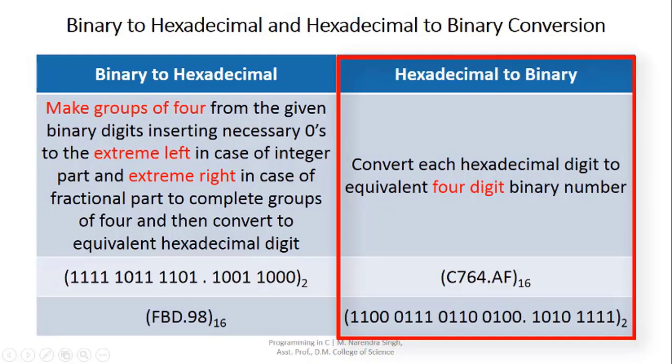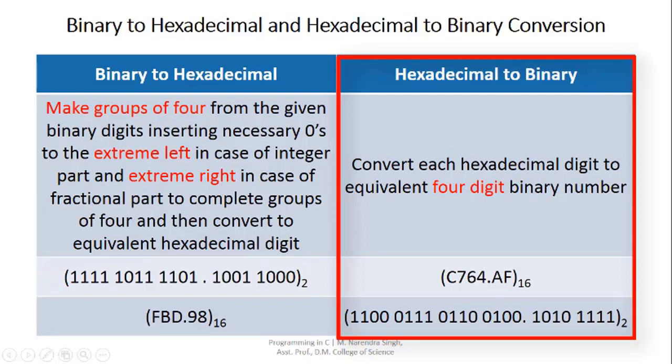Now to convert any hexadecimal number to a binary number, we convert each hexadecimal digit to its equivalent 4-digit binary number. For example, the given hexadecimal number is C764.AF. C in hexadecimal is 12. So we write 12 as its equivalent 4-digit binary number, that is 1100, because 8 plus 4 plus 0 plus 0 is 12.